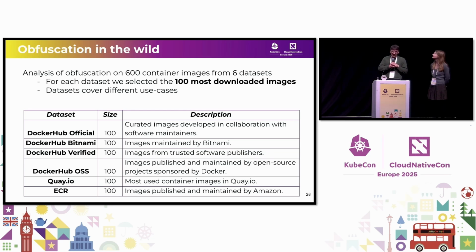We selected 6 different data sets because we wanted to cover as many use cases as possible. Are obfuscation techniques happening only in hobbyist container images, or are they available in production, or do we see cases in production? So we selected Docker Hub official images, Docker Hub Bitnami images that are very popular for hobbyists and in the cloud, Docker Hub verified, open source software, and then the Quay.io registry and the official Amazon ECR registry.